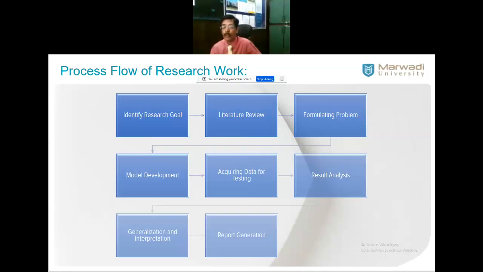Then what do you do? From that, you take one particular branch. You feel like this particular branch can be further explored and you want to find a solution for that. That is going to be the problem. Formulating the problem follows from the literature review or literature survey.